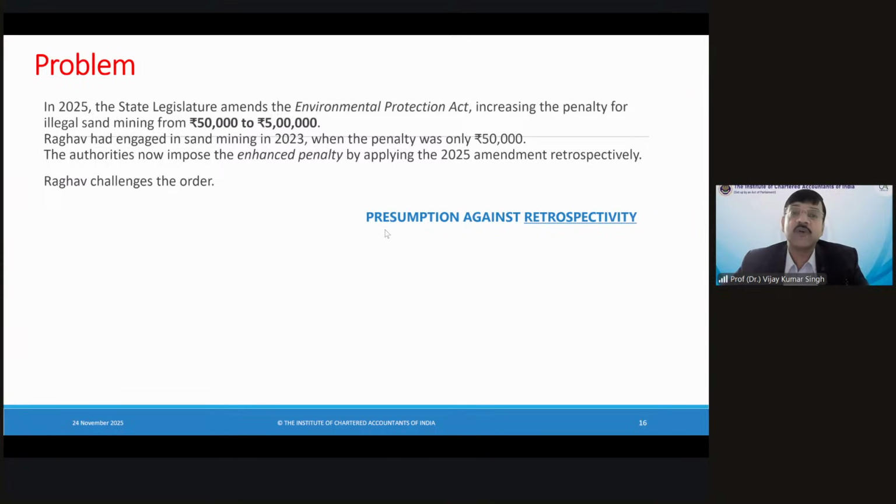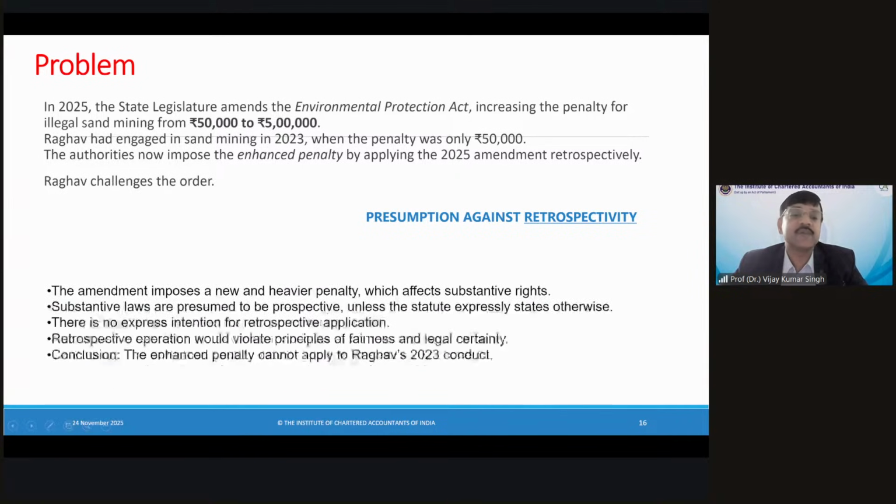Okay. So there is always a presumption against retrospectivity, particularly with reference to penal statutes. There cannot be any retrospection unless it is specifically mentioned in the law. Generally, if it is mentioned in the law, then there may be, but generally the law will be prospective. It will not be retrospective.